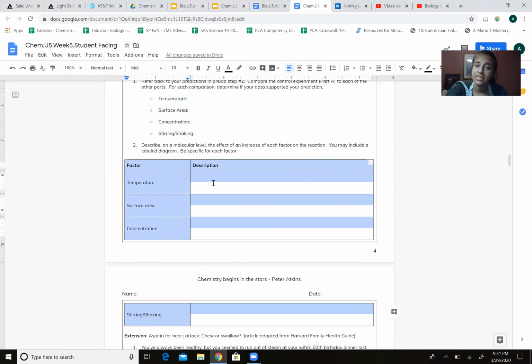So you guys are filling out the table that I have highlighted. It's at the bottom of page 4 and the very top of page 5. So pause me now to complete that.